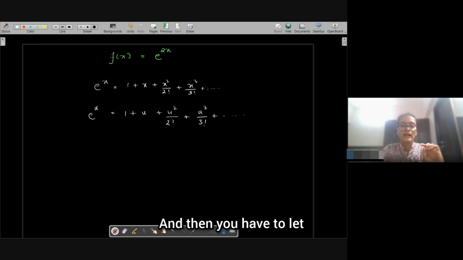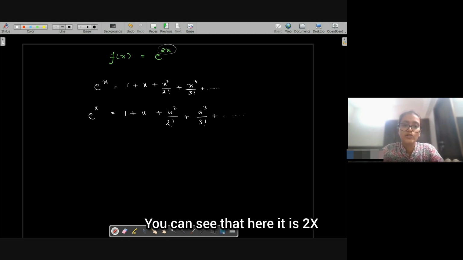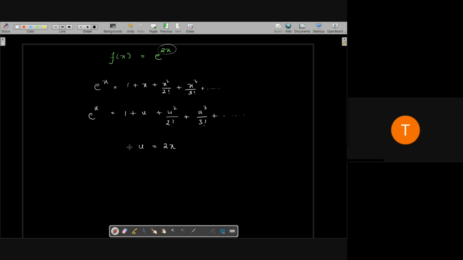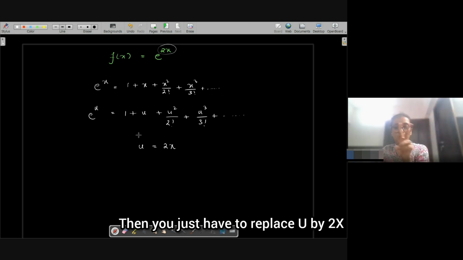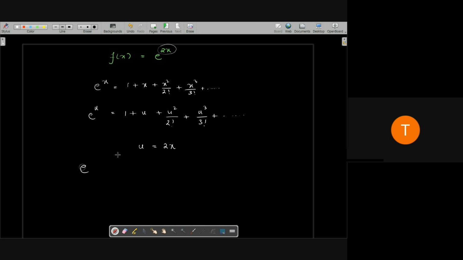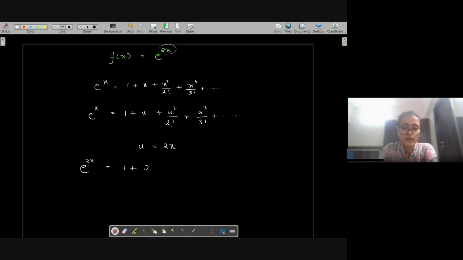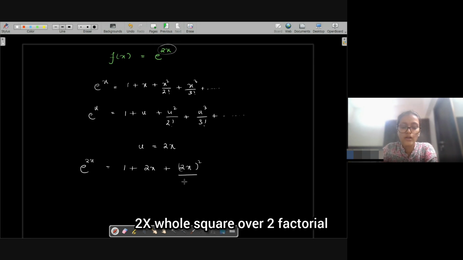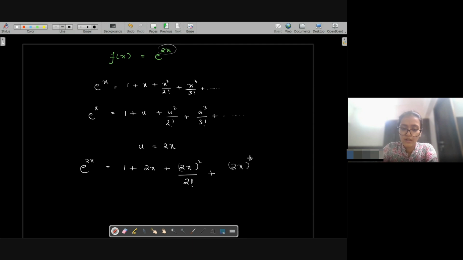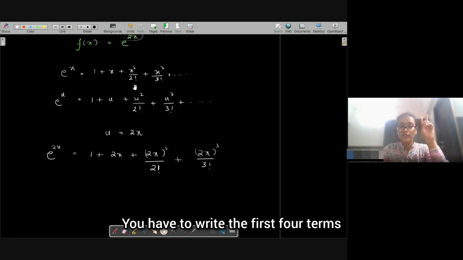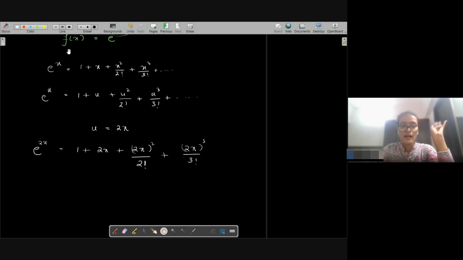And then you can see that here it is 2x. So just say that u is equal to 2x. And then you just have to replace u by 2x. Okay. So replace u by 2x. So you get 1 plus 2x plus 2x whole square over 2 factorial. Then 2x whole cube over 3 factorial. That's it. You have to write the first 4 terms and the general term.